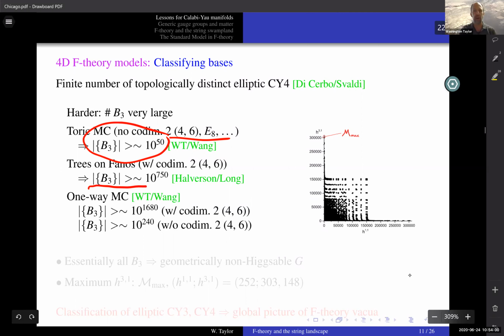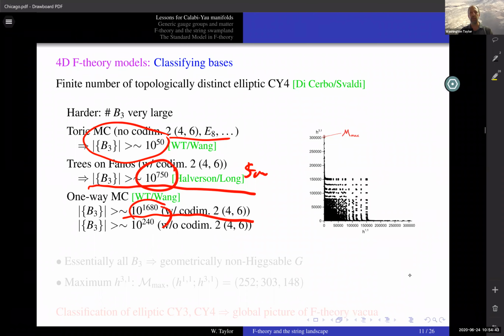Jim Halverson and Cody Long had a nice piece of work where they looked at an explicit construction using a tree sort of construction of various Calabi-Yaus, and they found 10 to the 750 distinct geometric bases for elliptic Calabi-Yau fourfolds. And then we did sort of a one-way Monte Carlo with Yinan, where if you include codimension 2, 4, 6 points, we got on the order of 10 to the 1,600 different geometries. This is not flux vacua, this is distinct geometries. So there's a very large number of Calabi-Yau fourfolds, even at the level of geometries.